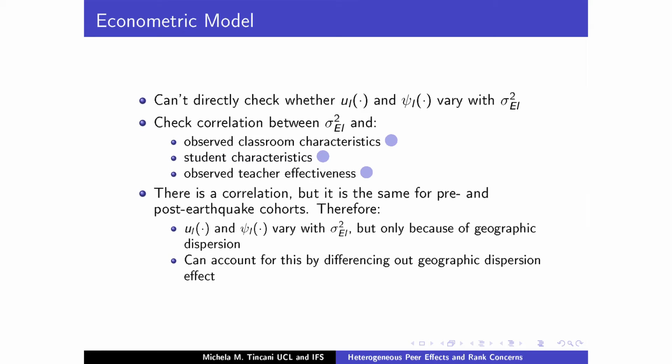Students get better test scores. They're better classrooms. They attract people from far away. Probably they have different characteristics. The students are more motivated. So there is a correlation, but this correlation is constant in the pre-earthquake and in the post-earthquake cohort. It's the same. So what that is telling me is that any correlation is really spurious, and I don't have to worry that there's actually an endogenous reaction to the variance in damages. So that means that I can account for any correlation by differencing it out.